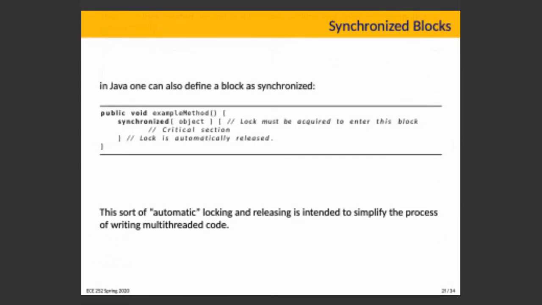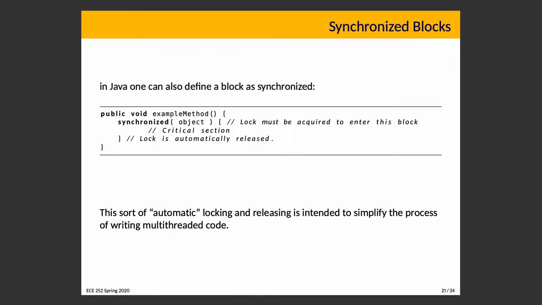And so that's one of the ways that you can use a monitor, as long as the language supports it. Now, in Java, there's also the way where you can specify a block. Instead of specifying the whole method as being synchronized, you can synchronize on an object, and the identity of the object in question is used, so a lock has to be acquired to enter the block, and there's a critical section. At the end of the synchronized block, the lock is automatically released. And the goal of this, as I say, is just to simplify the process of writing your multi-threaded code, to abstract away some of the details of how all the mutual exclusion works, and everything like that.